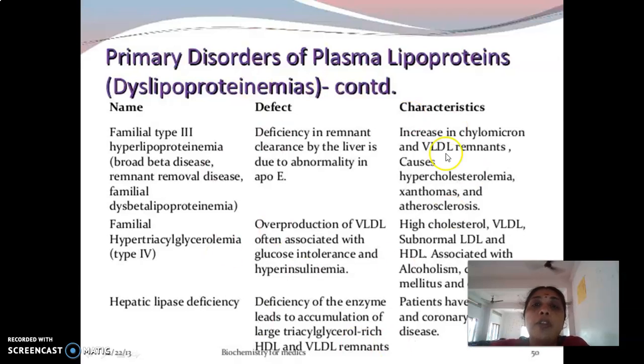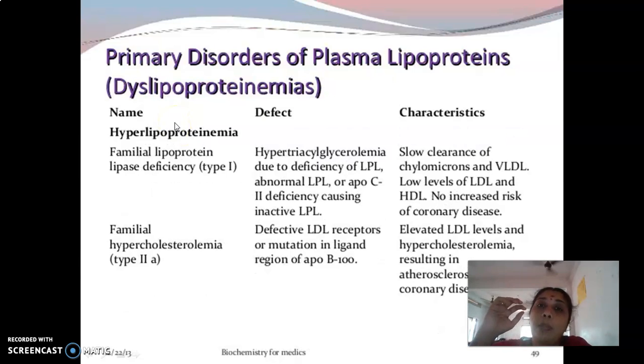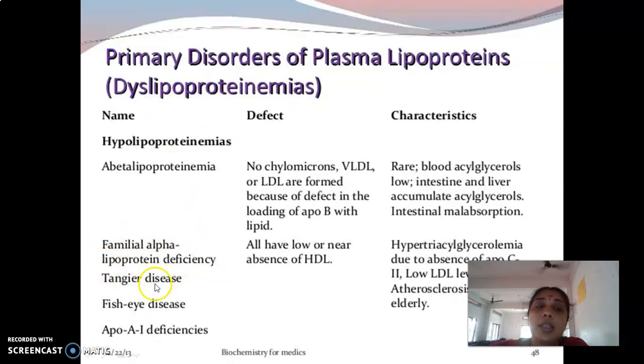So these are the various types of lipoprotein disorders. And you will be preparing an assignment on these lipoprotein disorders by the next class. Okay, so primary disorders are there. We can divide the lipoprotein disorders broadly into two types: hypolipoproteinemias and hyperlipoproteinemias. And what is Tangier's disease? The condition, Tangier's disease itself, can be asked in the exam. So you should know what Tangier's disease is, what is the reason, what is the defect, what are the characteristic features of Tangier's disease, fish eye disease, then familial alpha lipoprotein deficiency and all.